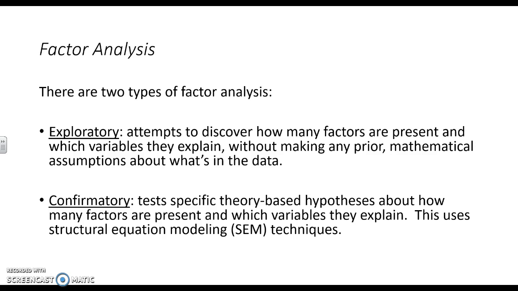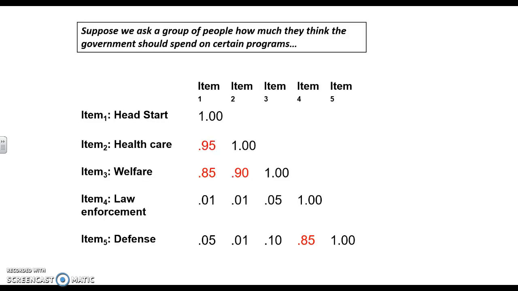There are 2 types. With exploratory, we have absolutely no preconceived notions. We're just letting the data fit the way that it wants to. With confirmatory, we're now laying over those 5 factors that we thought it was and seeing, does the data match the model? We are not getting into confirmatory factor analysis. That's using SEM techniques. This is all exploratory.